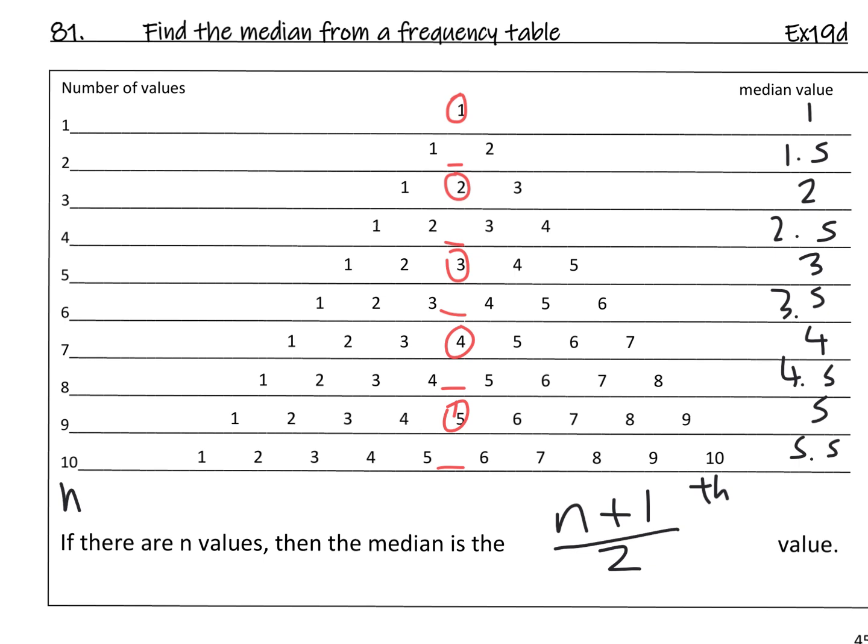Just do one last one, for example. Let's say we've got 5 values. If you add 1 to 5, you get 6. Half of 6 is 3, so you're looking at the third value. So find out how many values there are, add 1 to it, and then half your answer. Just for interest's sake, because some of you might have seen it a different way, you could instead get the number of values and half it, and then add on 0.5. That's equivalent to this formula.